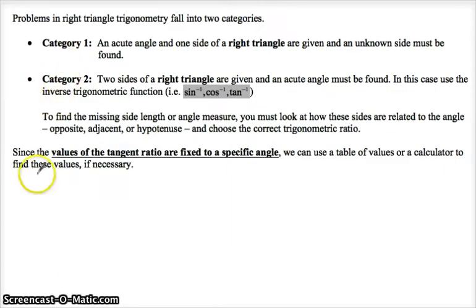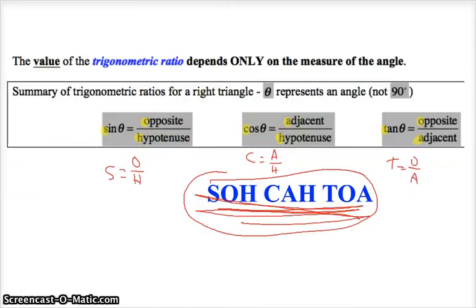That's what these two categories are about. To find the missing side length or angle measure, you must look at how these sides are related to the angle, opposite, adjacent, or hypotenuse, and choose the correct trigonometric ratio. So a lot of this is trying to figure out, okay, is what I'm looking at with what I'm given in a triangle, if I'm given two different sides, and I'm asked to find this angle, I have to decide, okay, well, should I be thinking about sine, cosine, or tangent?